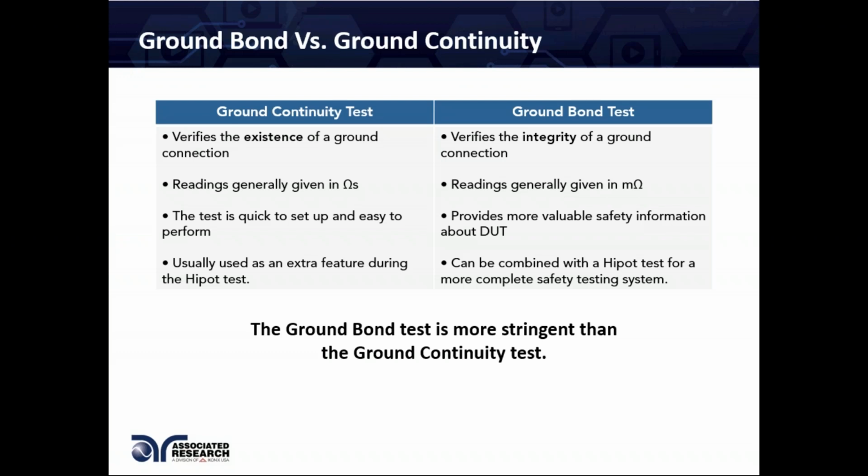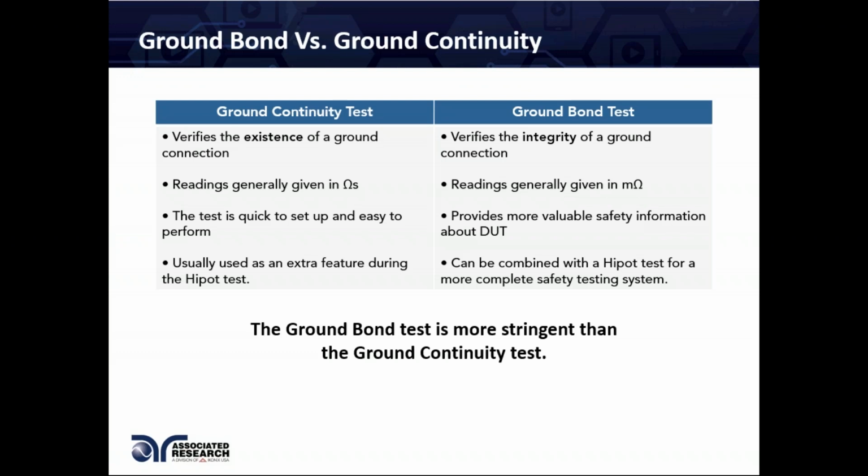way. And the ground bond test provides more valuable safety information about the device under test. Obviously, when you're applying a higher current, higher amperage to a ground circuit, it gives you a value of impedance of the ground circuit. Usually the ground continuity test is used as an extra feature during the HiPot test, which we already talked about. And the ground bond test is a test of its own, so it's not built into the HiPot test. It needs to be performed most commonly before a HiPot test, because before you test the insulation, you want to make sure that the ground is intact and in good condition.